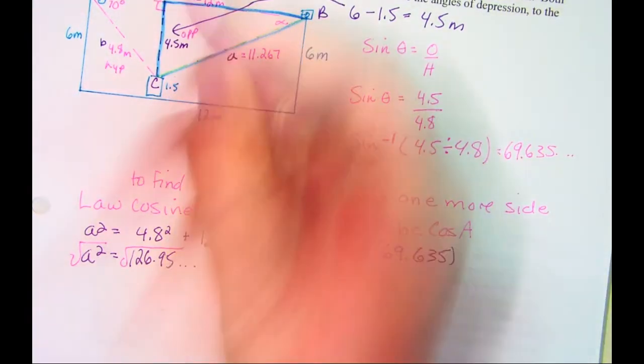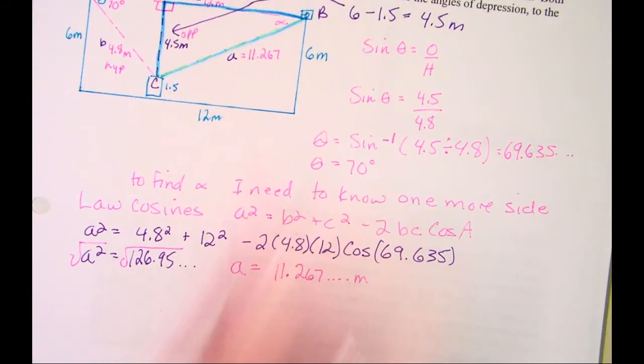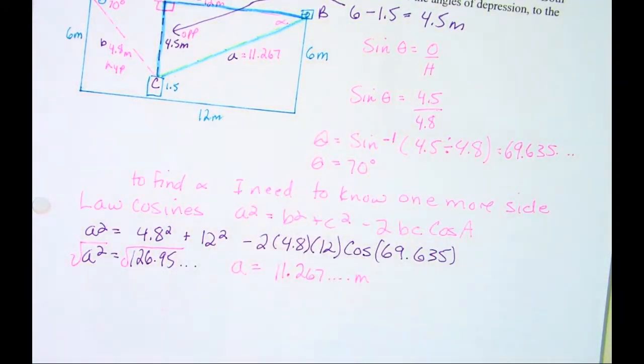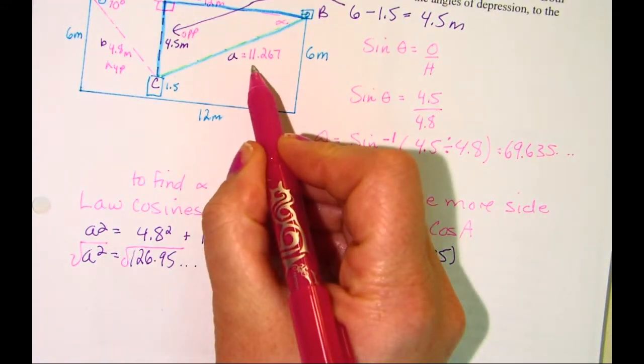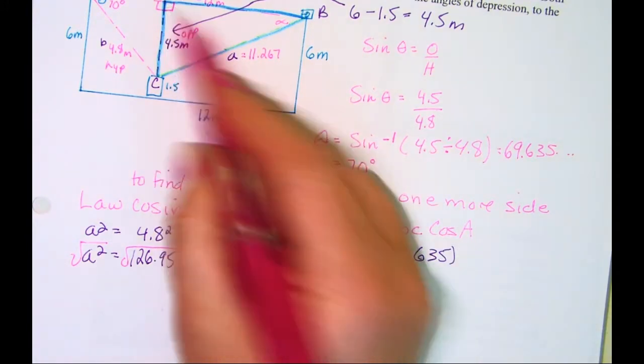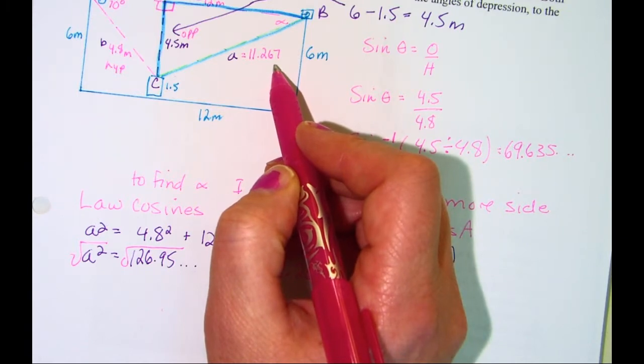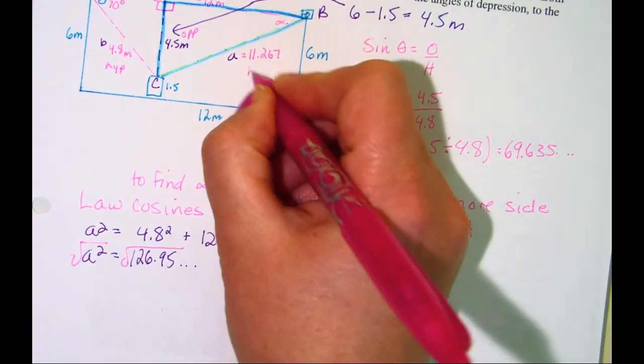we have a right triangle here, right? There's my right corner. What is A in this case? What's this? Is it opposite, hypotenuse, adjacent? Hypotenuse. Yes.